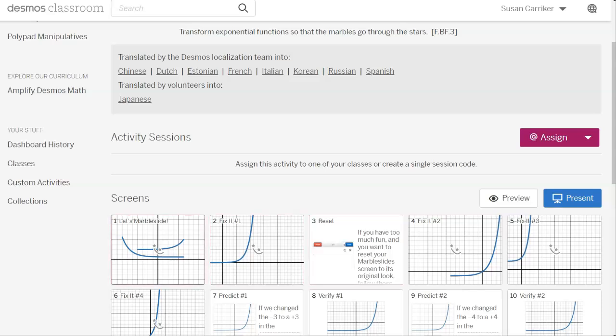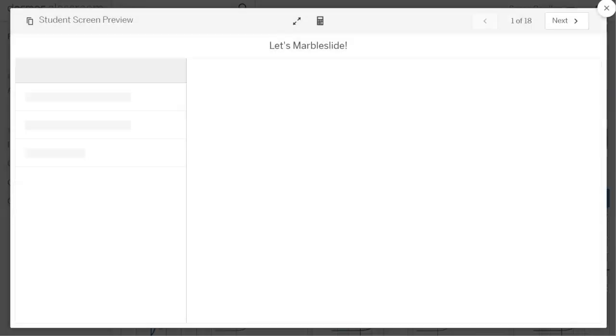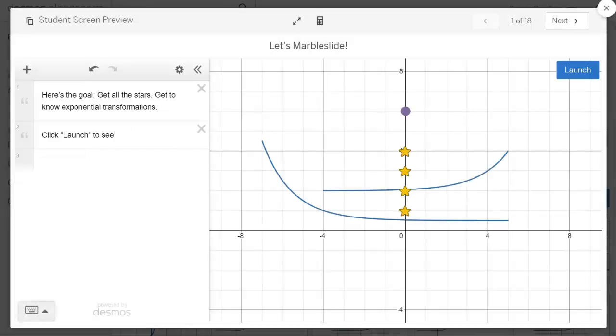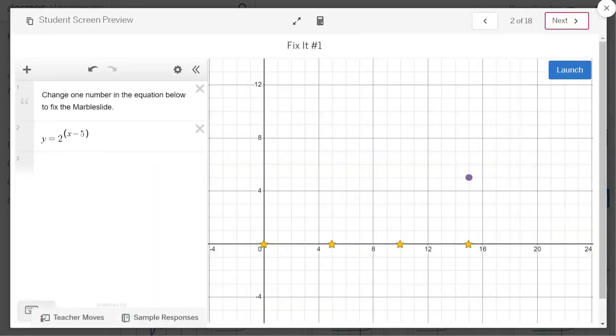If your kids are really good at this, and they may be because they've already been transforming our absolute value function, maybe they'll fly through here. We'll see, but this problem is not really a problem. They're just launching this to see what it does, and they're looking for the word success. As soon as they see that word success, they move on to the next marble slides.